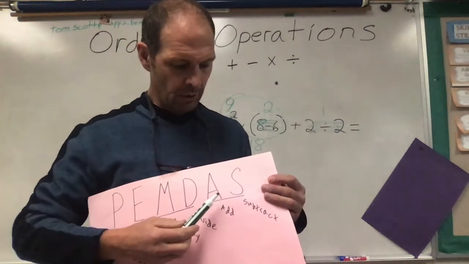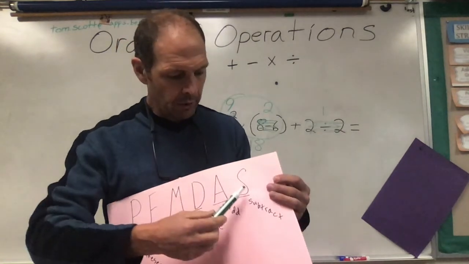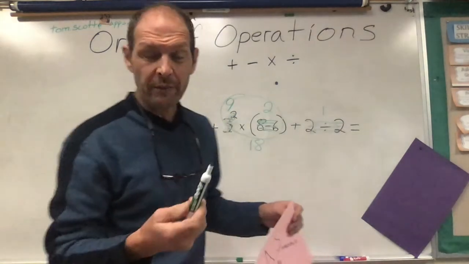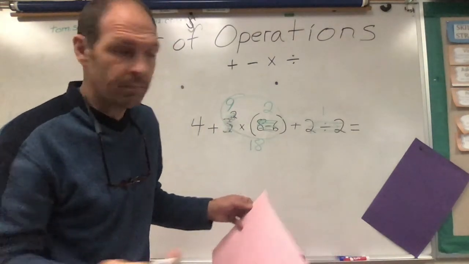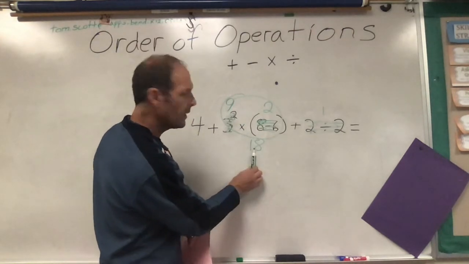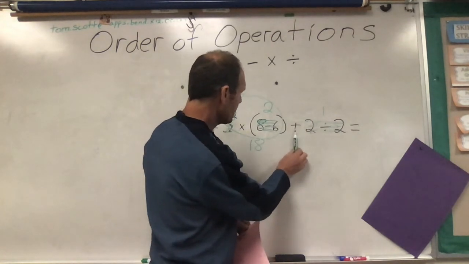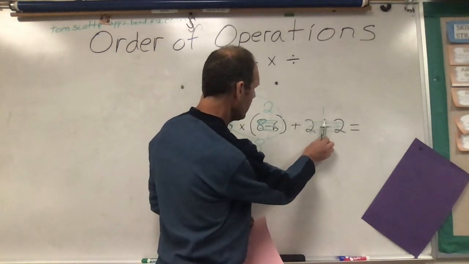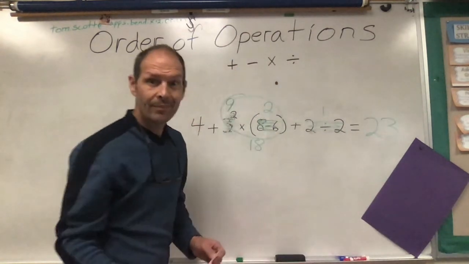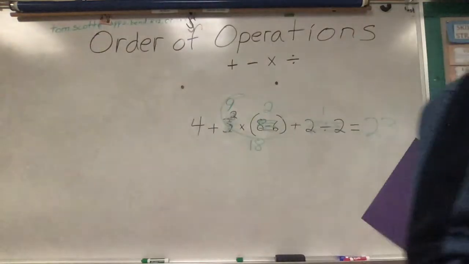So it's time to go on to my last ones, addition and subtraction. So again, those are equal in power. That's why they're underlined together. And so I'm just going to go from left to right and do them as they come up. 4 plus 18, that would be 22, plus 1 would be 23. That's how it works. Order of operations. So I'm going to do one more quick example.